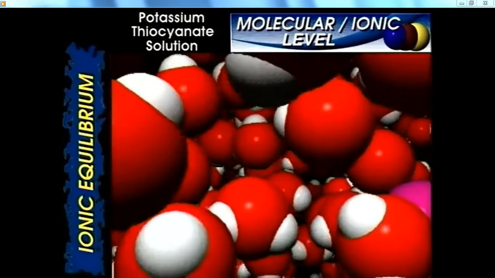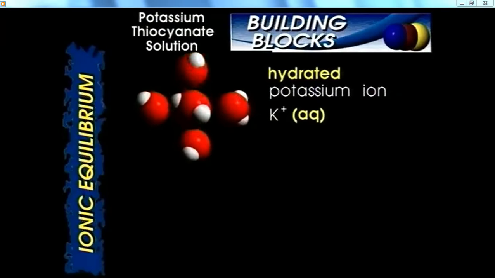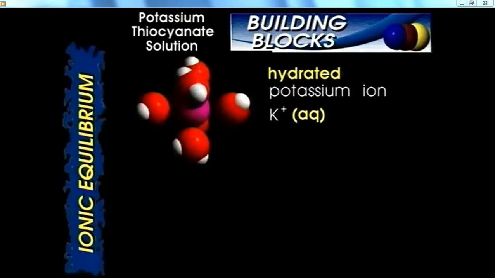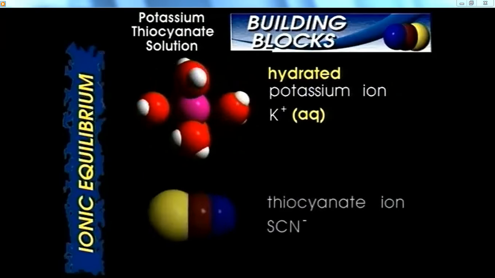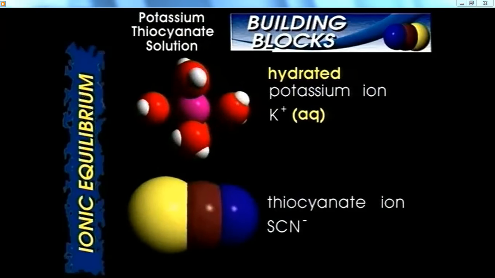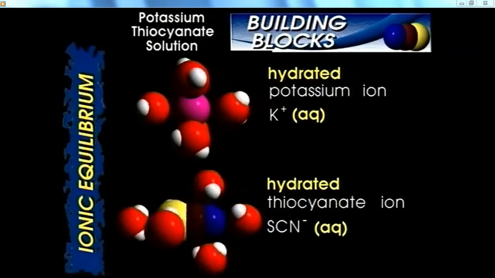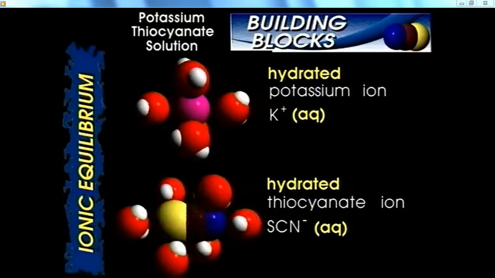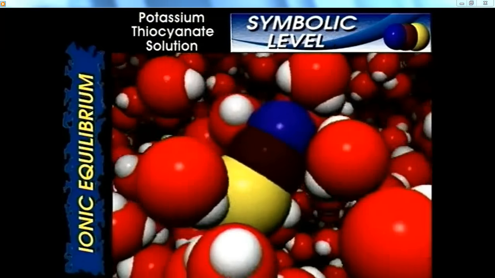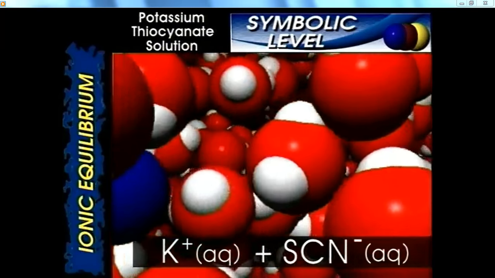In water, the potassium ions are hydrated with, on average, about 6 water molecules around each ion. The same applies to the thiocyanate ions. The oppositely charged ions only occasionally form an ion pair, so they should be shown as separate ions in the formula representation of this solution.